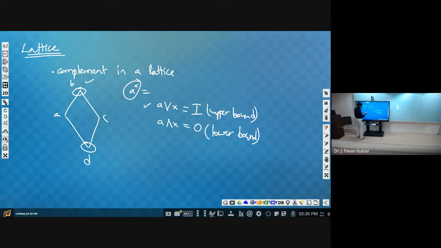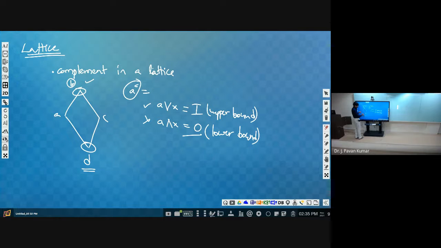Yes, this is correct. Next, A meet X, where X is B now. A meet B, what's the answer? A meet B is A. So it is not equal to O, which is D here. So it is not satisfying the second condition. So B will not be the complement of A.